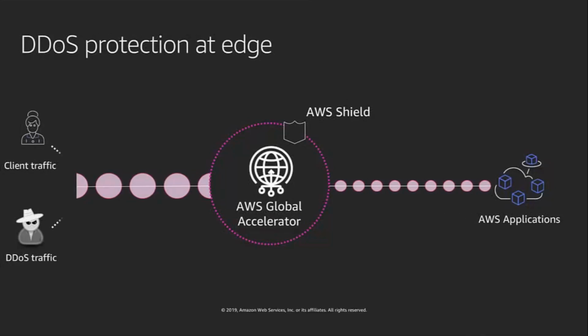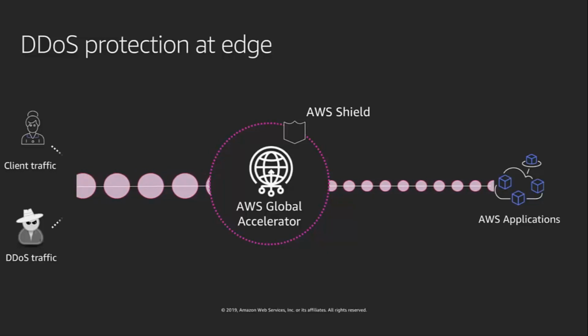DDoS protection, as I mentioned, all the traffic that flows through Global Accelerator is protected by AWS Shield, the managed DDoS protection service that AWS offers, that really protects you from traffic that is not your user's traffic and potential DDoS attacks. You can also opt for using AWS Shield Advanced that allows for increased protection from DDoS attacks and lets you work with the DDoS response team on how to best react to potential DDoS attacks.